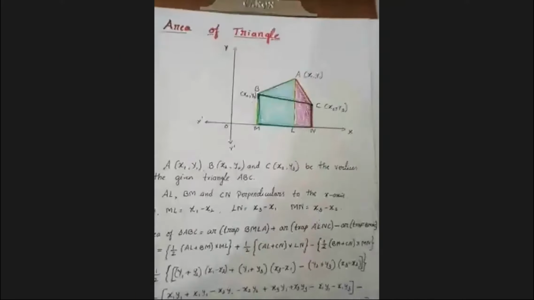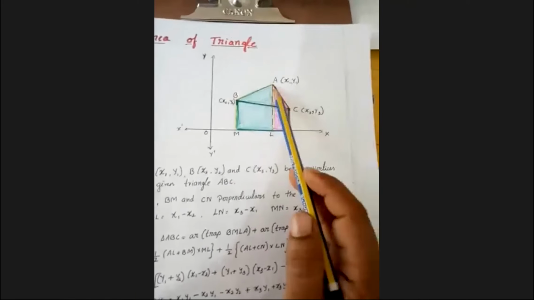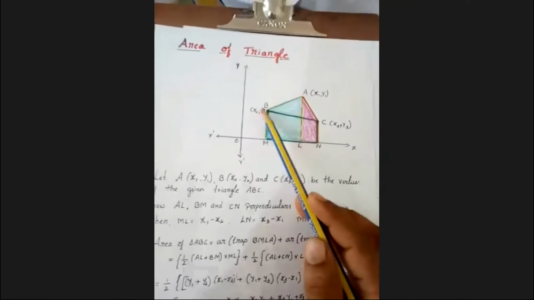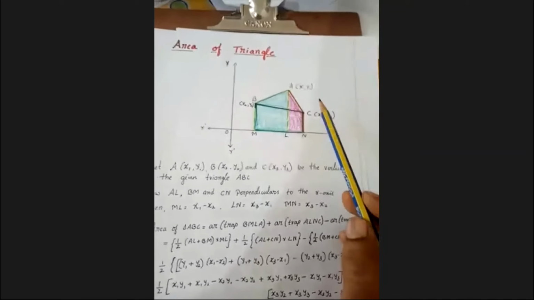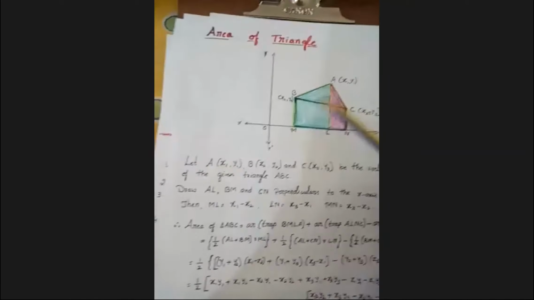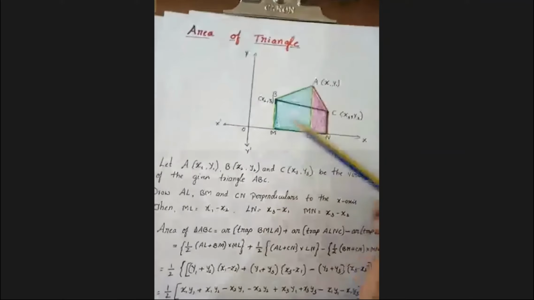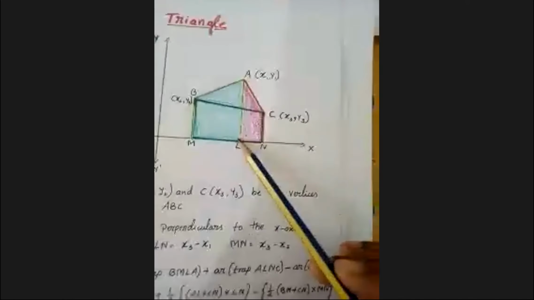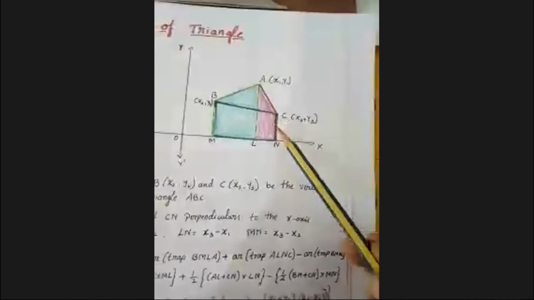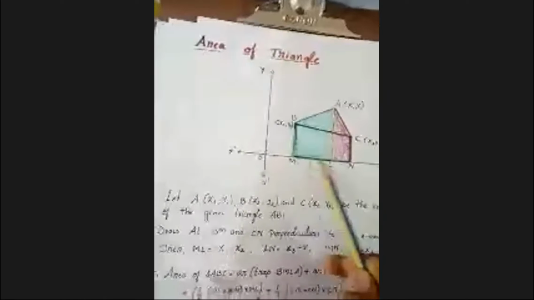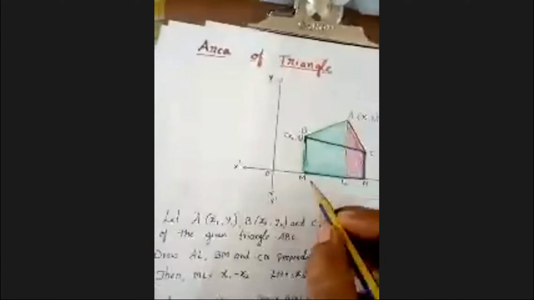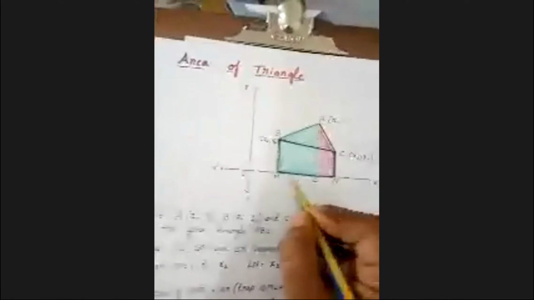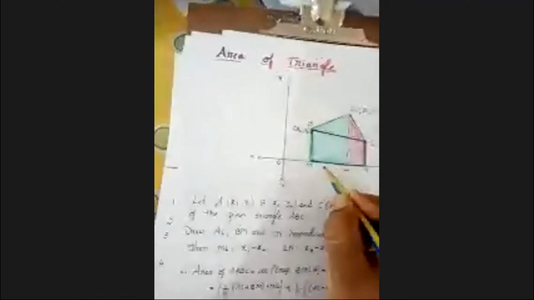Okay, listen, children. Let the coordinates of A be x1, y1, the coordinates of B be x2, y2, and the coordinates of C be x3, y3, the vertices of this triangle. I'm drawing BM, AL and CN perpendicular to the x-axis. Now I want to know the value of ML. L is at x1 and M is at x2, so the value of ML is x2 minus x1.